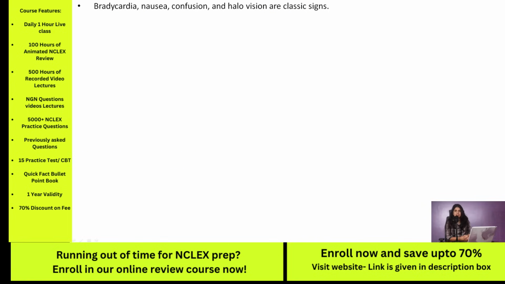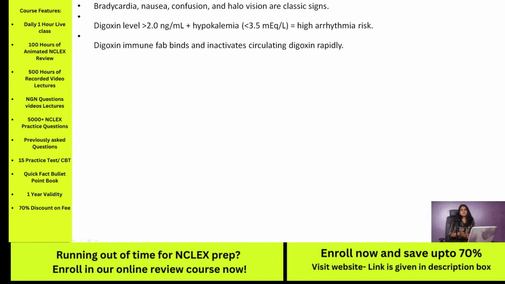This client is demonstrating classic signs of digoxin toxicity, including bradycardia, altered vision, confusion, and gastrointestinal symptoms. The digoxin level is significantly above the therapeutic range, and the presence of hypokalemia further increases the risk of dangerous cardiac arrhythmias. Digoxin immune fab is an antibody fragment derived from sheep that binds to digoxin in the bloodstream, rendering it inactive. It is considered the first-line antidote in cases of moderate to severe digoxin toxicity and works rapidly to reduce clinical symptoms and prevent lethal arrhythmias.